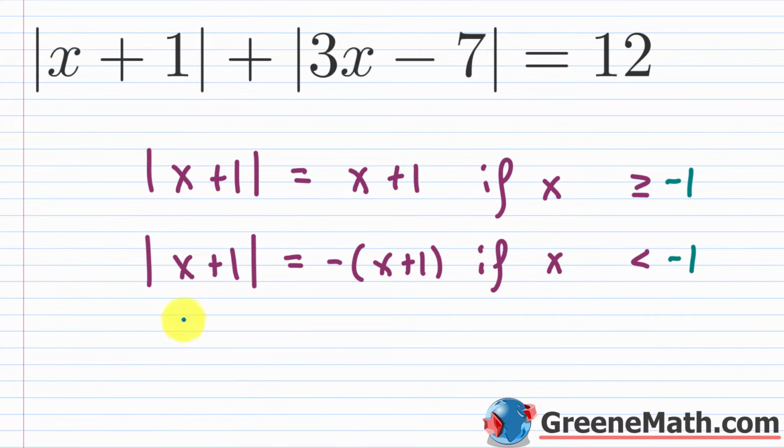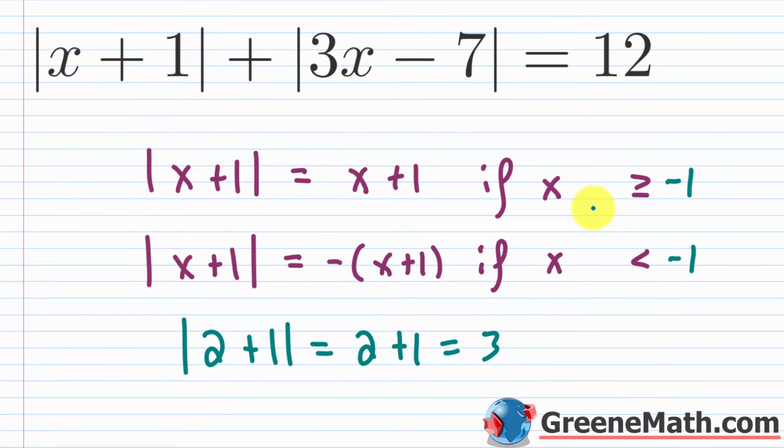You can try that by picking something like positive 2. The absolute value of 2 plus 1 is the same thing as if I just drop the absolute value bars, right? It's 2 plus 1, which is 3. Okay, you can see our rule works.